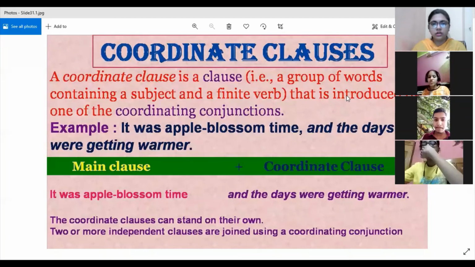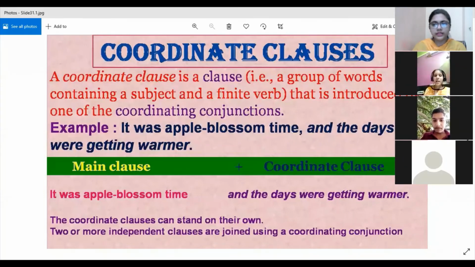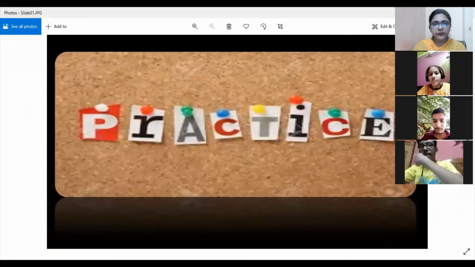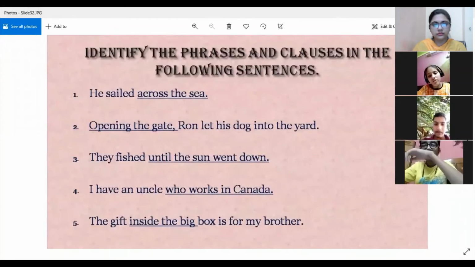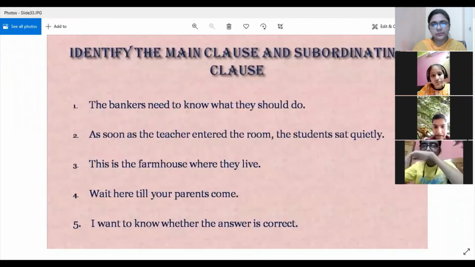Fine. So now you people have understood. So we will solve some exercises. Athar, keep your video on. This exercise we did yesterday already. Did we do this one? Okay. So you have to identify the main clause and subordinate clause in this.